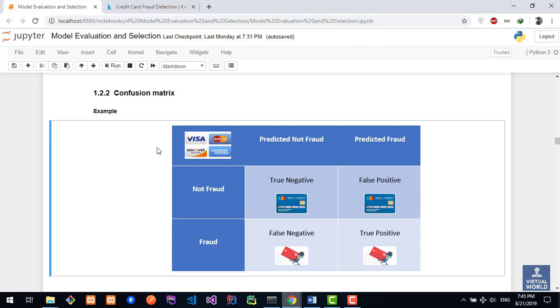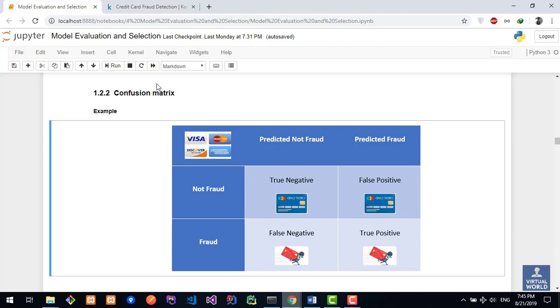Hello guys! In the last lecture, we saw how the accuracy metric gave us a 99.8% score, even though we predicted every transaction as not fraud. In this lecture, we will learn better techniques to evaluate our model. So let's start with the confusion matrix.